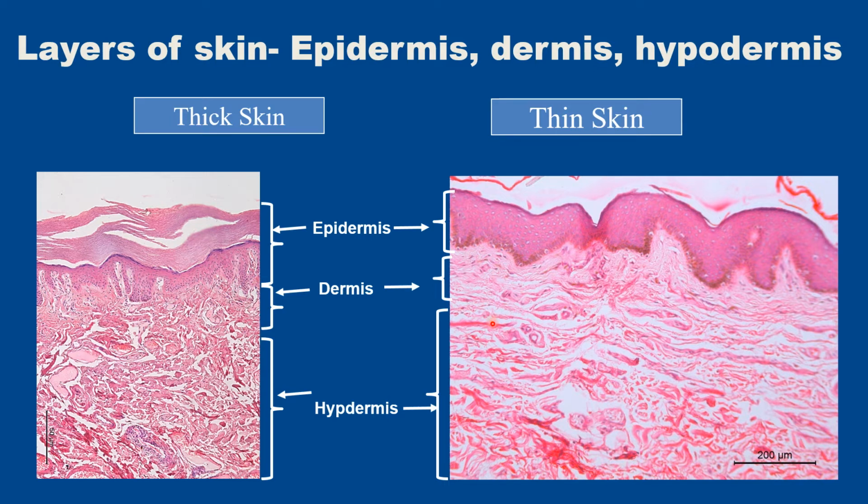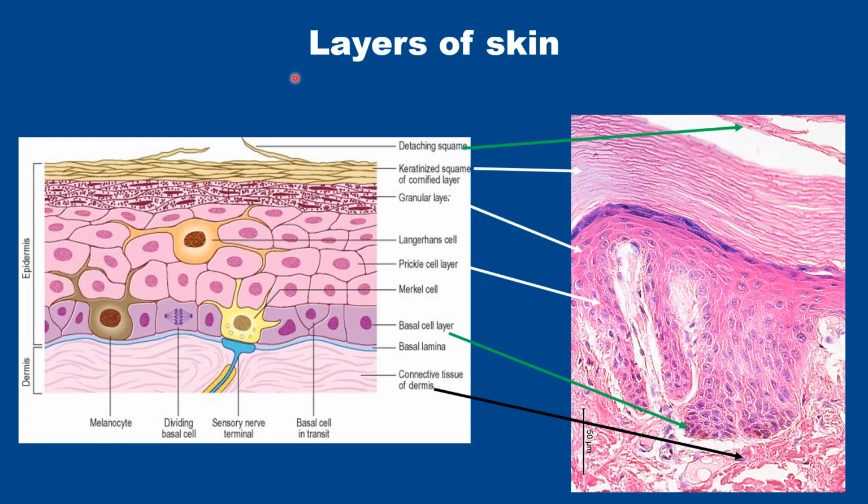In the theory, it has been told what is the difference between the epidermis and dermis. So now you know the difference between the thick skin and thin skin. It is the presence of the stratum corneum. If there is a thick stratum corneum, that is thick skin. If the stratum corneum is thin, that is thin skin. Now, the different layers of the skin.